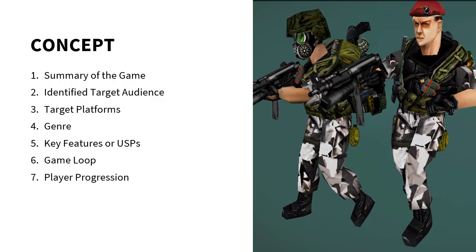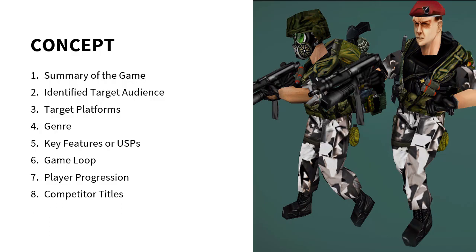Player journey and progression is next. So what is that player experience going to be like over time with your game? How long do we expect players to be playing it? What are those early game experiences, mid game experiences, late game experiences going to be like? This only has to be loose estimates, but it gives us a sense of the value proposition for the game.